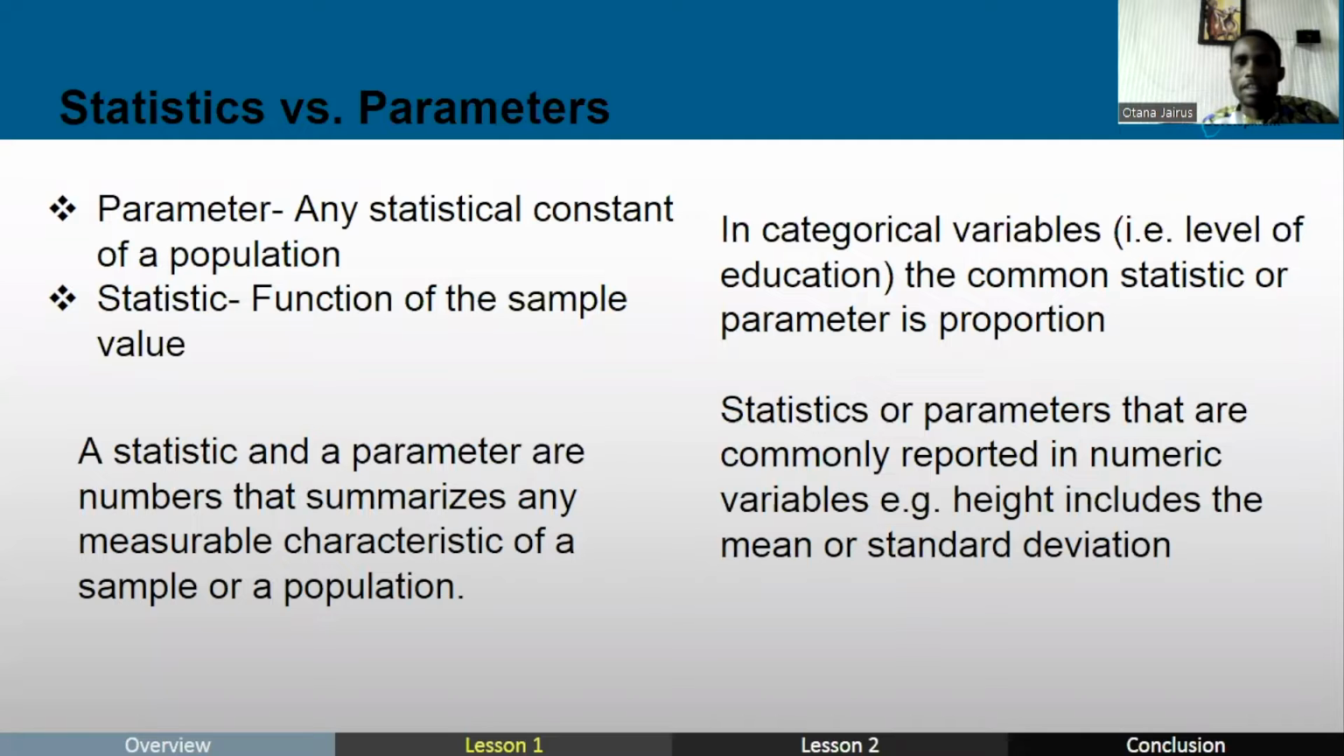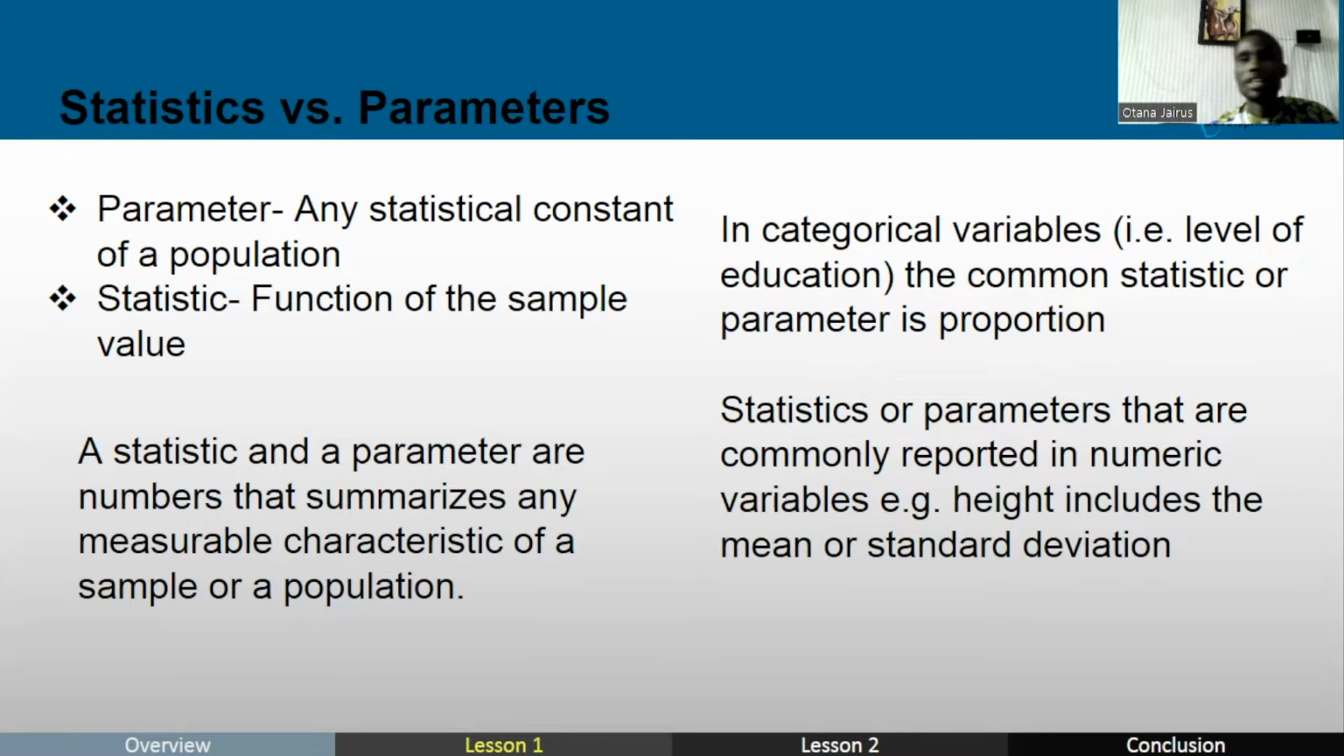So let us go ahead and define two terms which we shall be encountering: a parameter and a statistic. A parameter is any statistical constant of a population. In simple terms, a parameter is a numerical value of the population. For example, you can have the population mean, population variance, and population standard deviation. A statistic is a function of the sample. For example, you can have the sample mean, sample variance, and sample standard deviation. Both statistics and parameters give us summaries of measurable characteristics of the population.